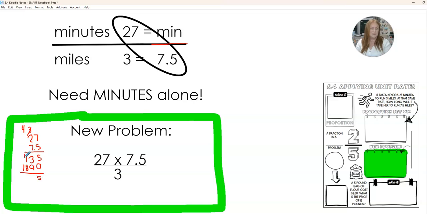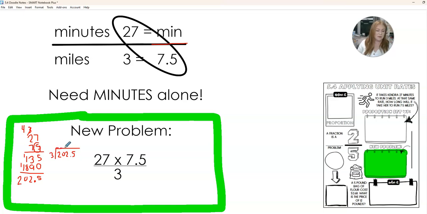So we have 5, 12, 10, and 2, but we have one decimal place. So now we're at 202.5. We're not done, so we only did the multiply. Now we need to divide that by 3 groups. So 202.5, and we're dividing that by 3.